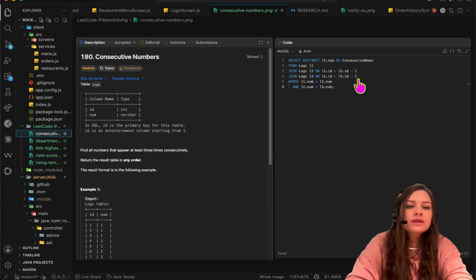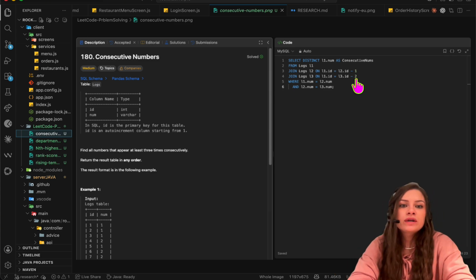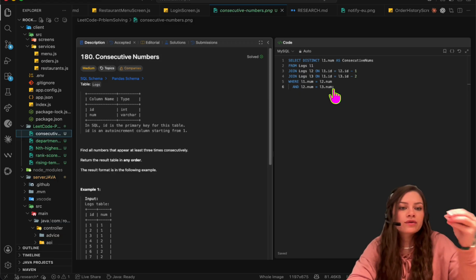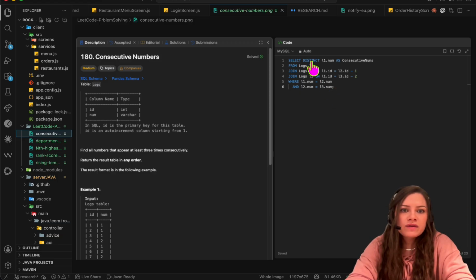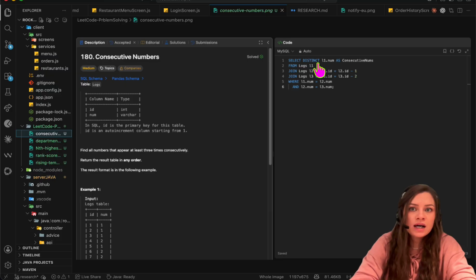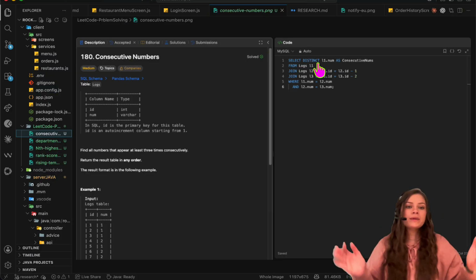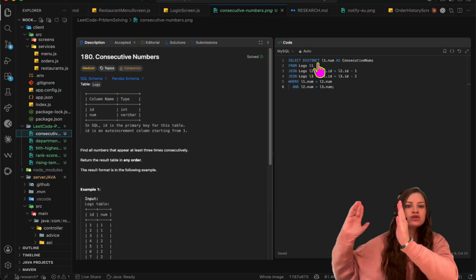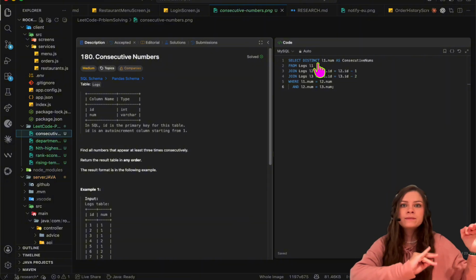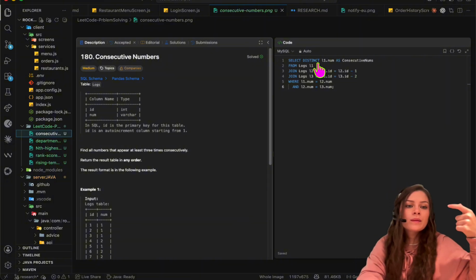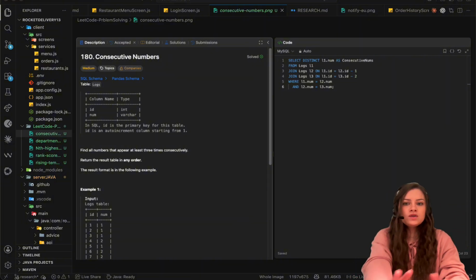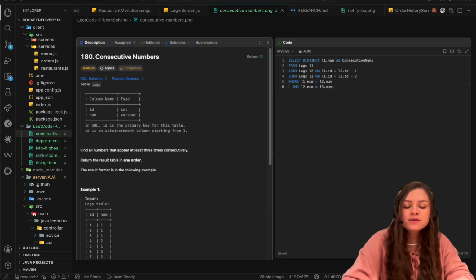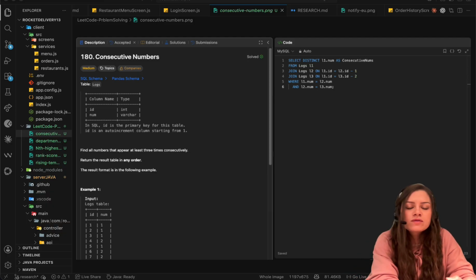Then we keep only the triples where all three of the num values are equal. That's the same number 3 times in a row. And then we have this SELECT DISTINCT here, because if a number repeats 4 or 5 times, multiple overlapping triples will match. So we've got the first 3, then the middle 3, and then the last 3. And we only want to report that number 1 time. So that's the problem solving and reasoning behind all 5 of these problems.